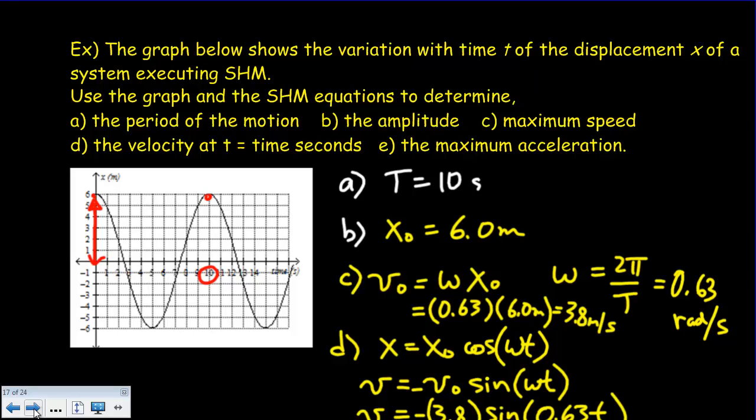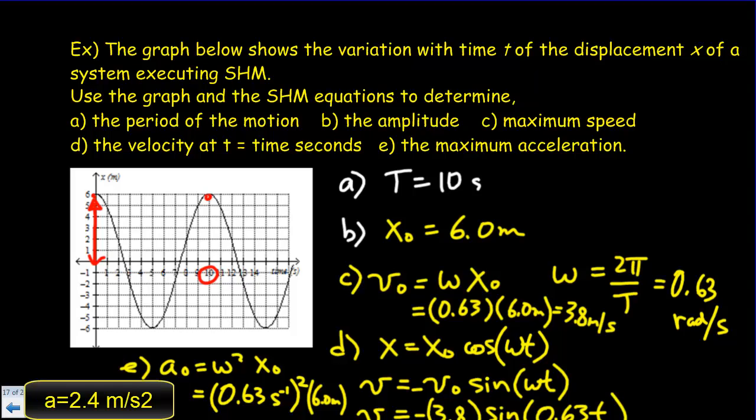And finally, we want to get the maximum acceleration, E, which would equal omega squared times the amplitude. So that'll be, our omega was 0.63 seconds to the minus 1, squared, times the amplitude, which was 6 meters. And when we multiply that out, we get 2.4, and that'll be meters per second squared as the maximum acceleration.